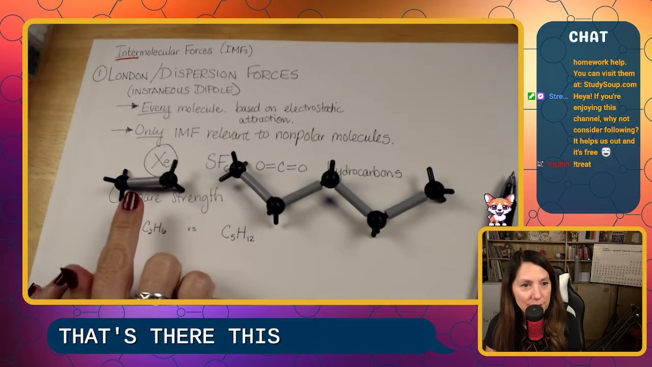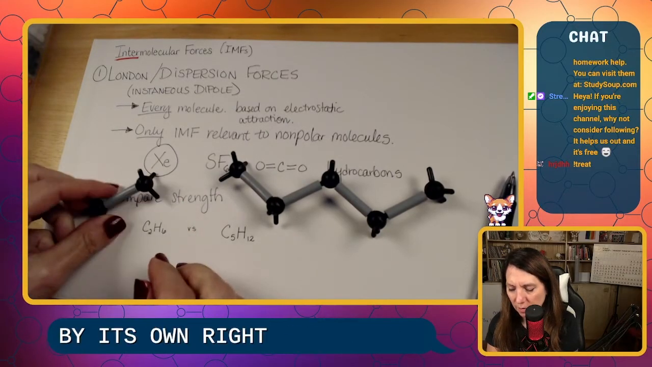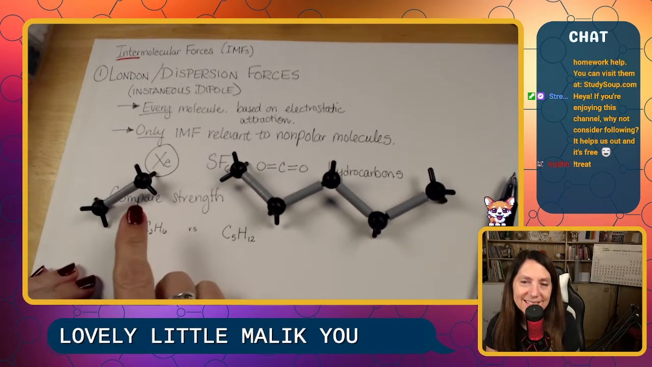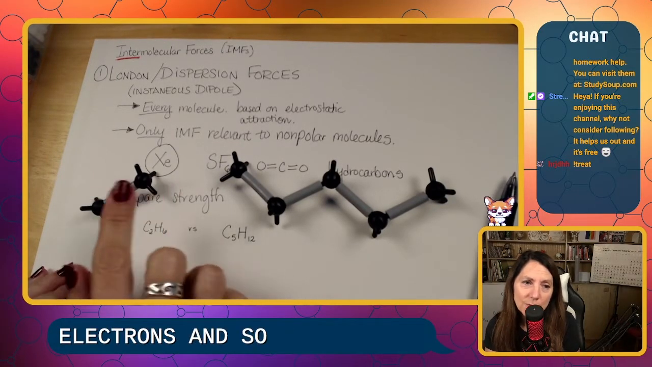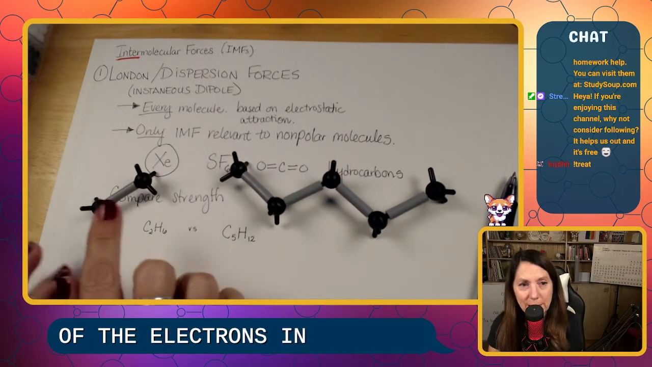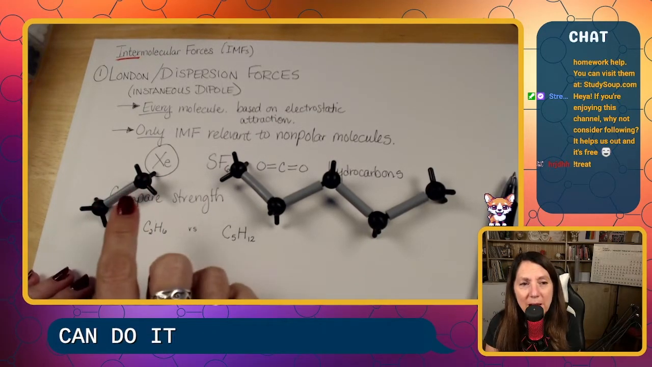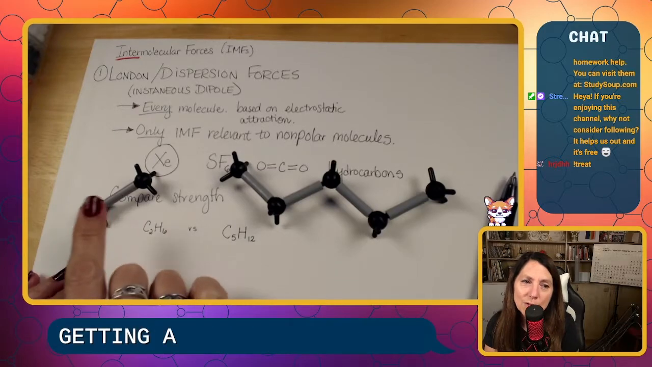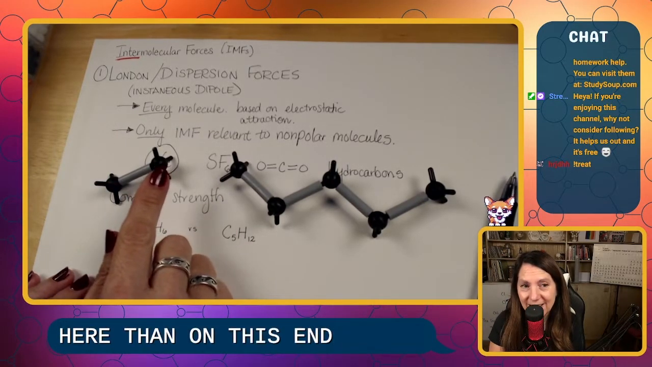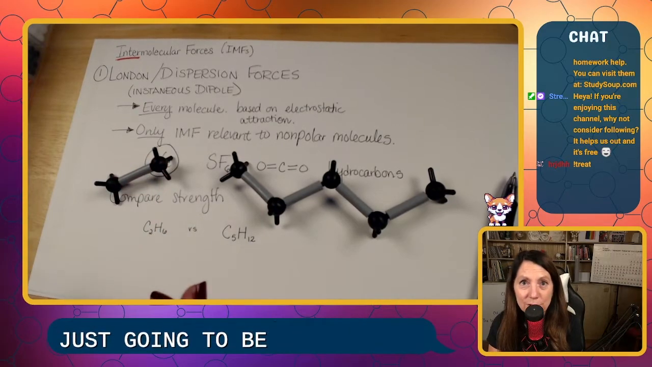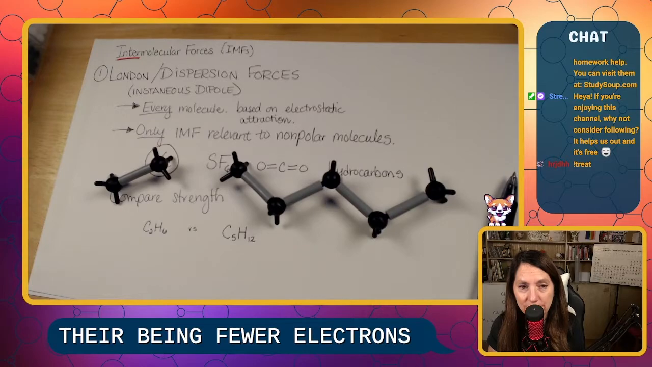This ethane molecule, this is just fine in its own right, okay? Lovely little molecule. It just does not have as many electrons. And so in terms of the electrons in this molecule being able to swarm around, yes, they can do it. But in terms of getting more electron density on one end over here than on this end, it's just going to be a smaller chance just by virtue of there being fewer electrons that are moving around.